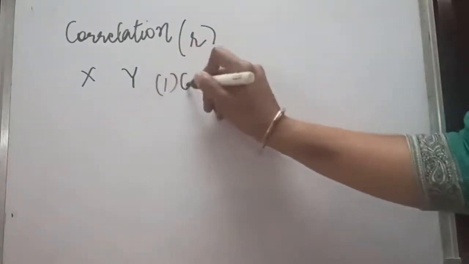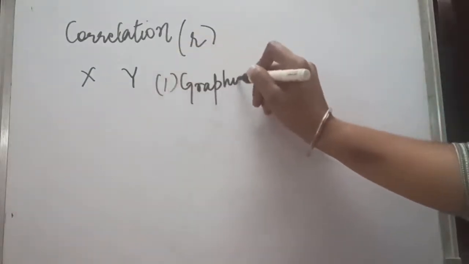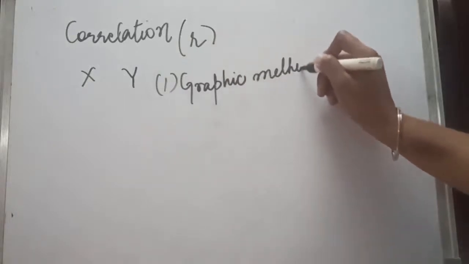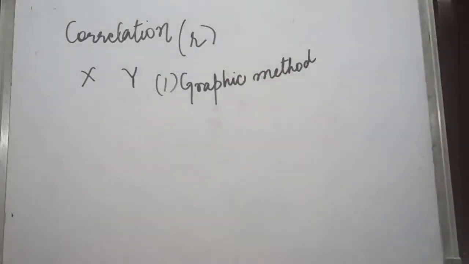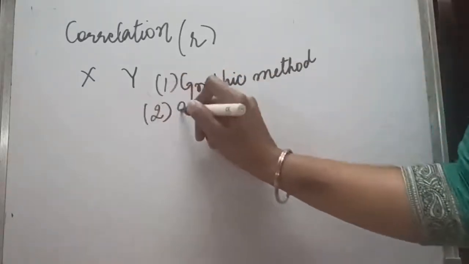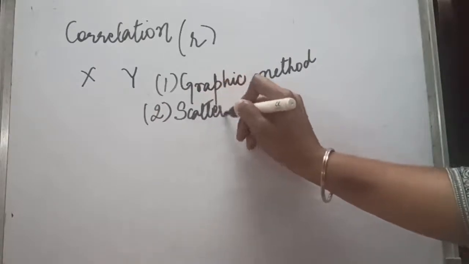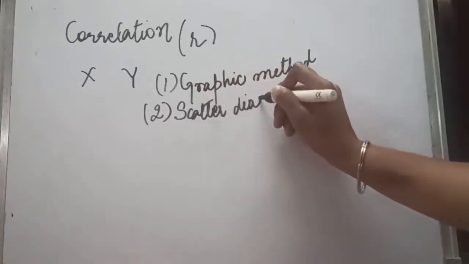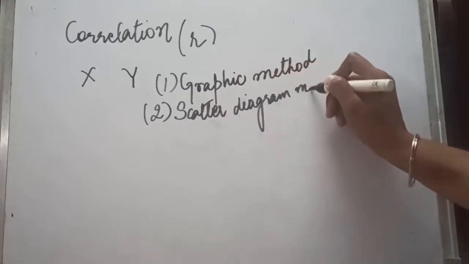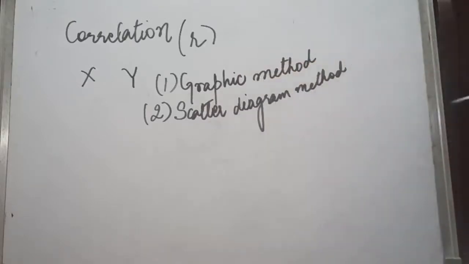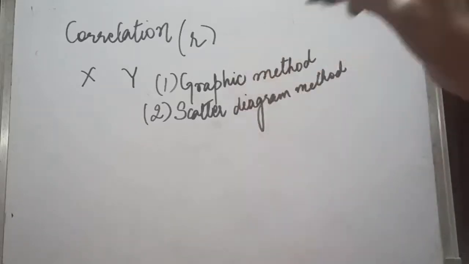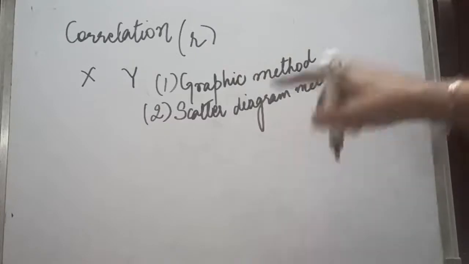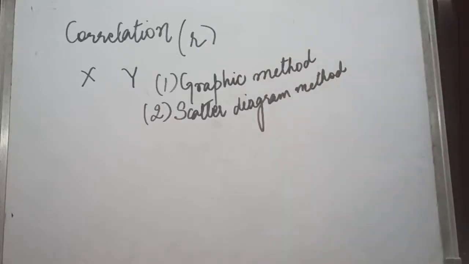First is the graphic method. Under the graphic method, we do not make use of any formula. We just plot the points on the graph and we find out the values. Second method is the scatter plot method, or we call it scatter diagram method. Under this method, whatever values have been given, we just put those values. It is like the graphic method only. We just plot those points on the graph, but we do not join the points. Without joining the points, we just try to find out the correlation.